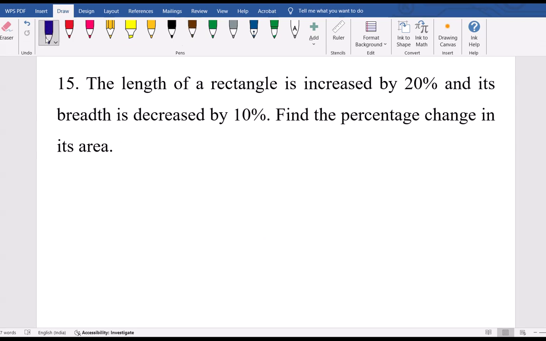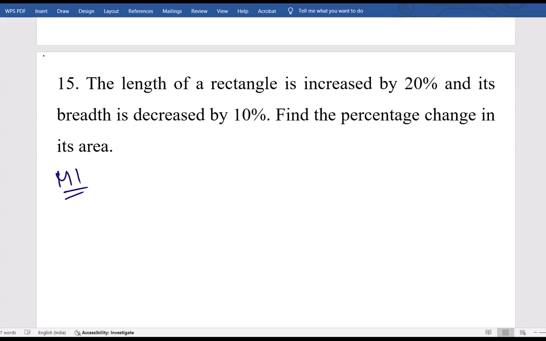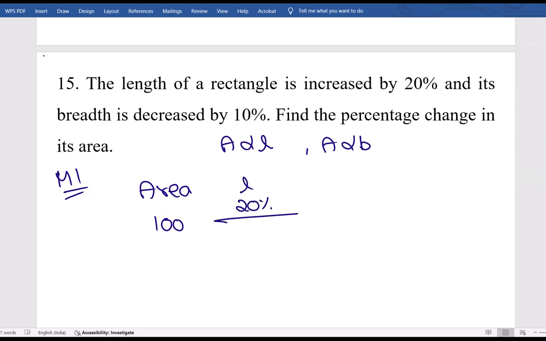Now I'll give you two methods. First method, you listen. Consider the area is 100. Is area directly proportional to length? Yes or no? Is area directly proportional to breadth? Yes. Here length is increased by 20%. As area is directly proportional to length, when length increases, area will increase. So what is the new area now? 120.